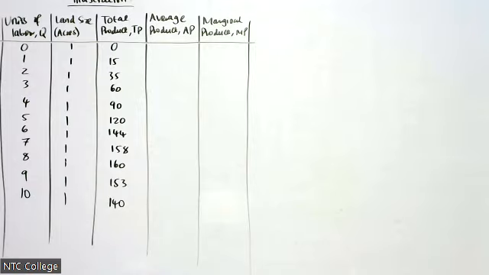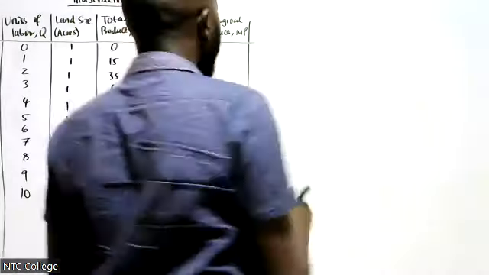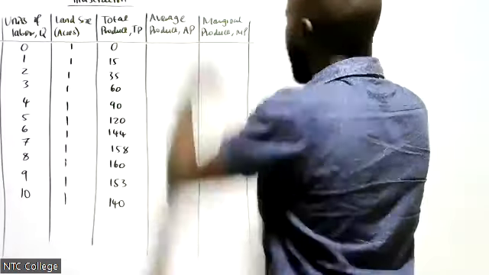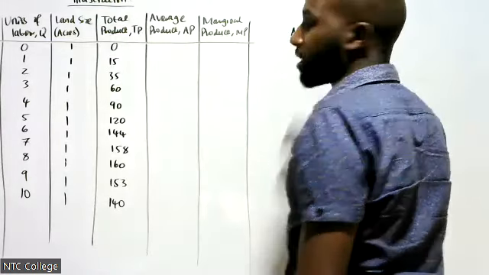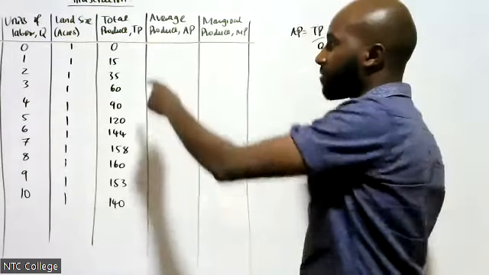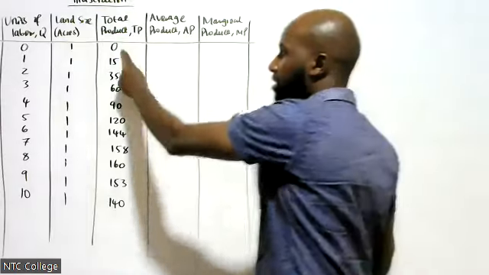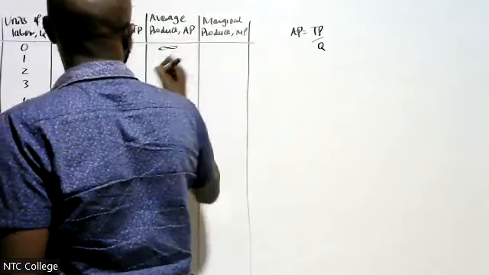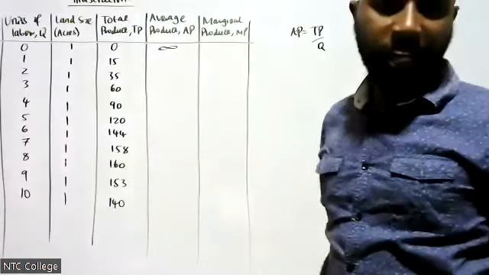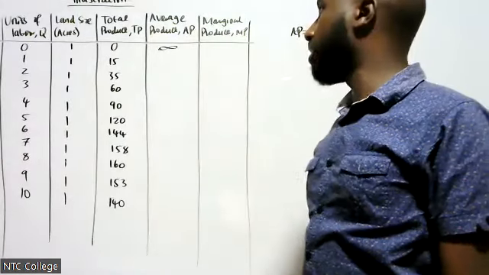I remember what the formulas were. Remember, for us to get AP, average product, AP is equal to the respective total product over the respective quantity. So at this first level, average product is this divided by this. Anything divided by 0 is infinity. So at that level of production, average product is infinite.